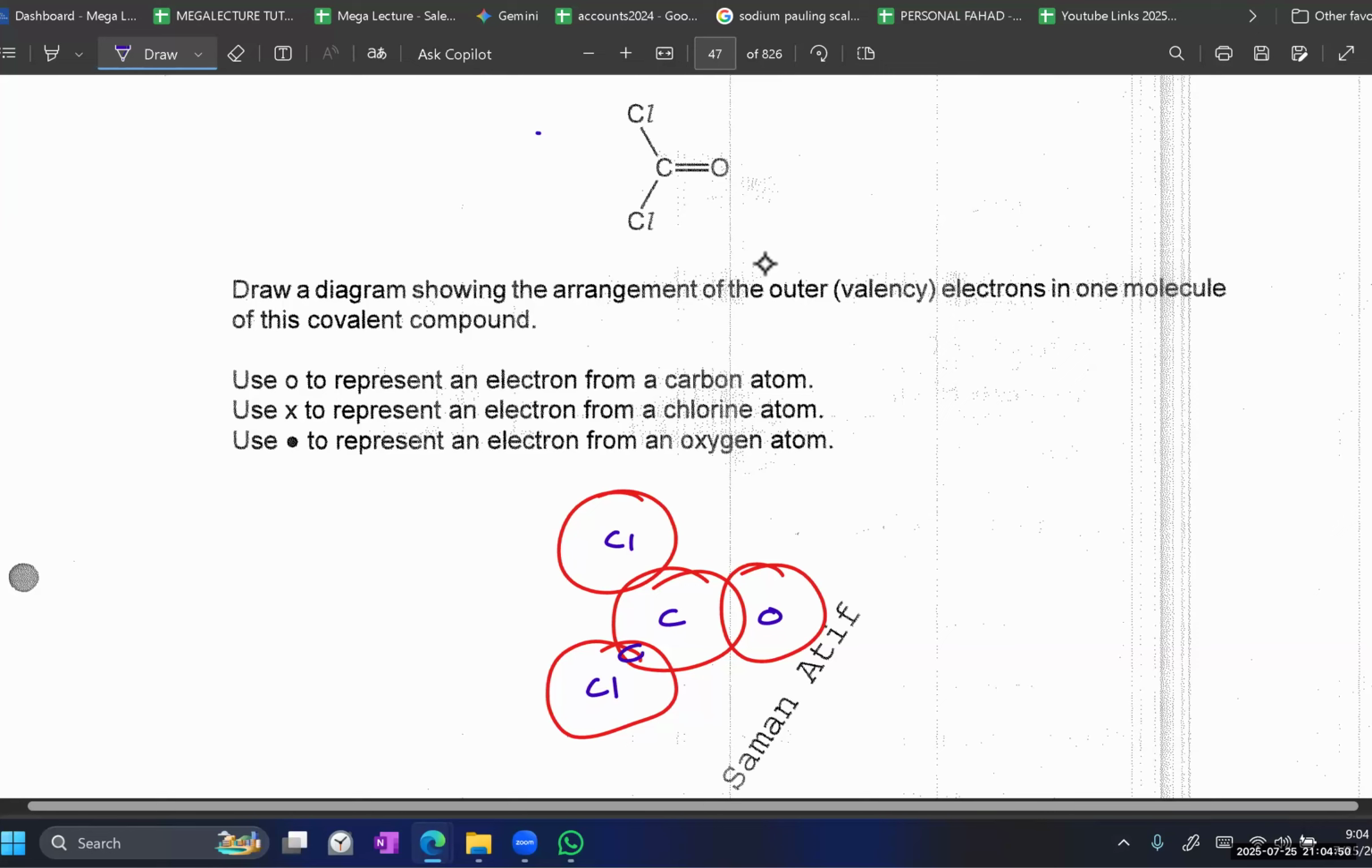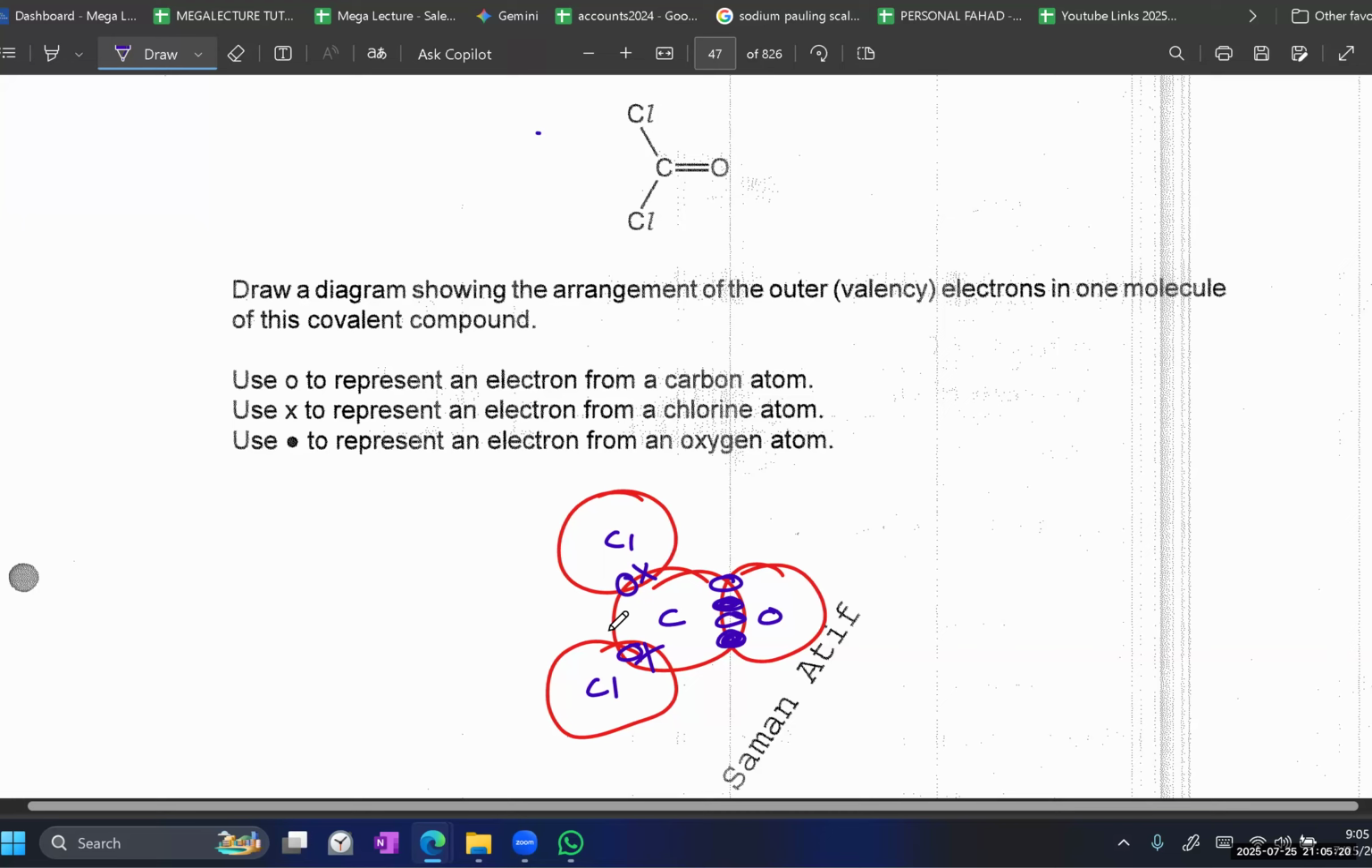another Cl. Between the carbon and Cl, there's a single bond, and between the carbon and oxygen, there is a double bond, right? So I've followed what they've drawn. You remember we practice a lot of these structures. So I'm simply following what they've drawn. And the only thing remaining is you have to draw the remaining electrons.